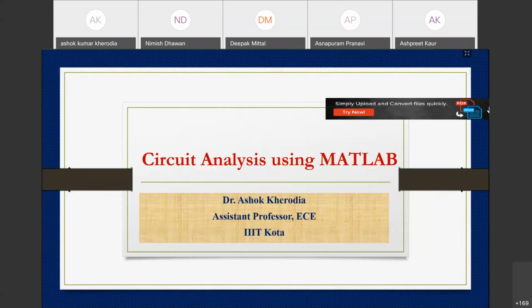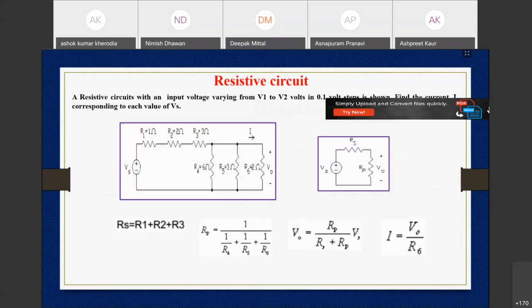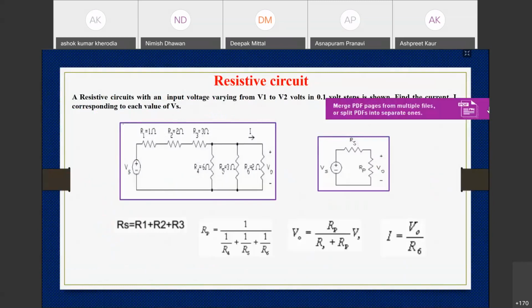I will give you the basics of circuit analysis using MATLAB. I will not go into the basics of MATLAB, how to open it and so on, since at least one day has passed, so you know how to open MATLAB and do this.